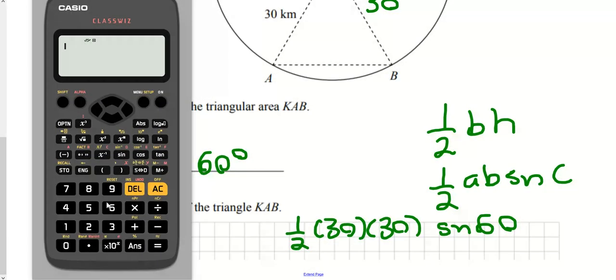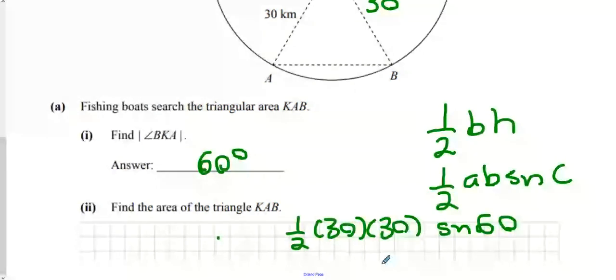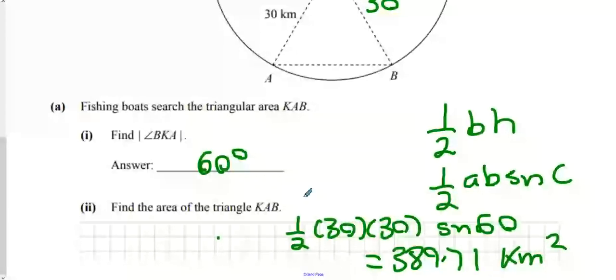All right. Half times 30 times 30 times sine 60 gives 389.71. Anybody get that last night? Okay, and you used that formula? What's the answer in meters squared, kilometers squared? What do you think? Kilometers squared, isn't it? Right, move on.